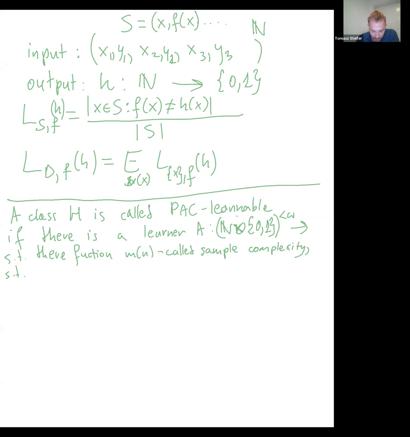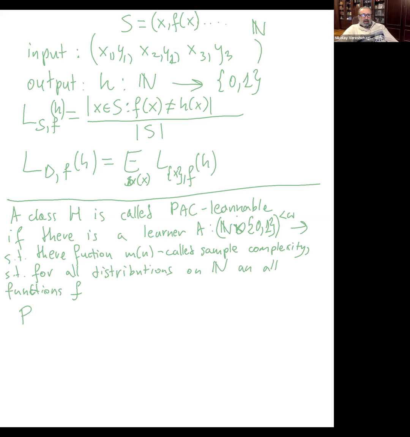Such that for all distributions on natural numbers and all functions f, we have that the probability with respect to D. F is from H, right? No, f can also be an arbitrary function. But what is the role of H? Then f has to be from H. So the true function, in the definition, f is not from H.